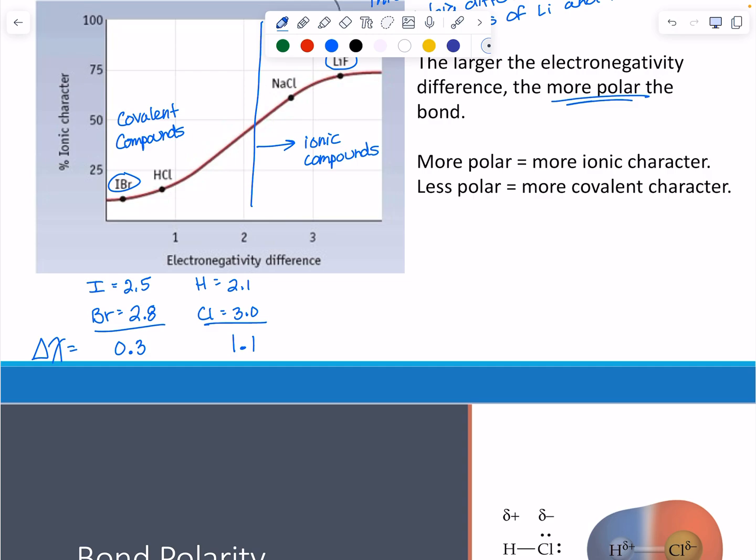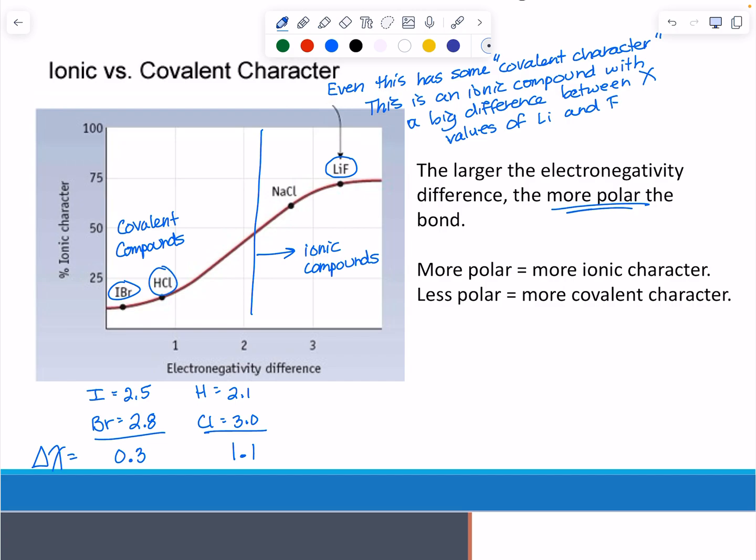So when we talk about these two compounds, they're both covalent compounds, but the difference between these two is so small, we would call this nonpolar. And it would have a much more covalent, much more equal sharing nature than our HCl, which we would consider a polar covalent compound.